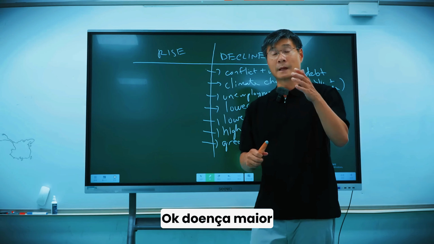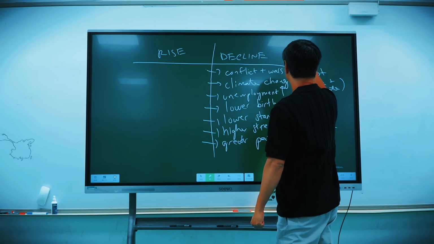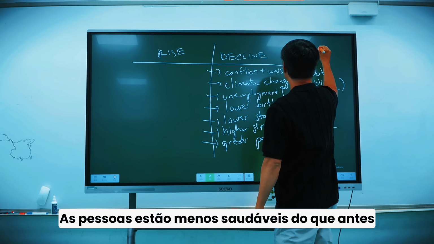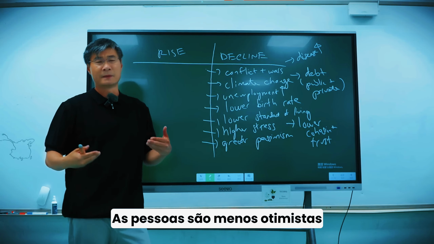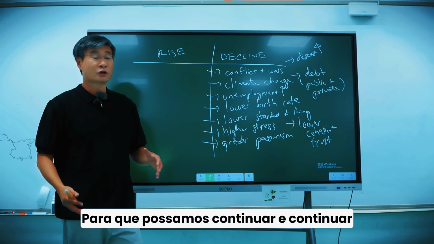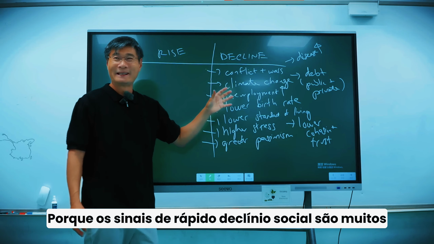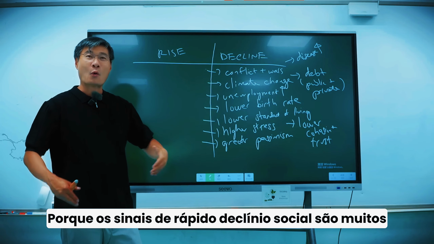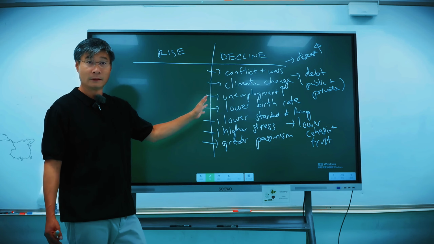Disease. Okay, greater disease. Increase in disease. People are less healthy than before. People are more stressed than before. People are less optimistic. So we can go on and on and on because the signs of rapid social decline are too many.